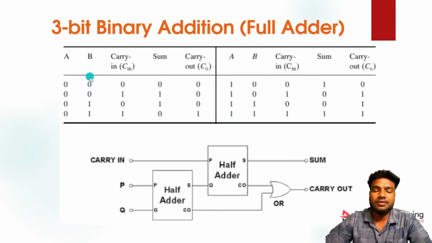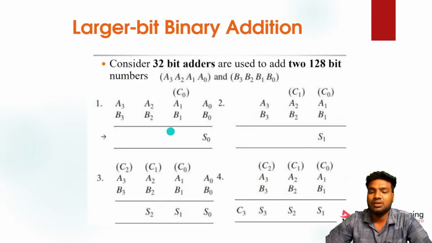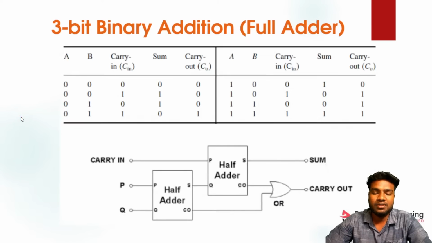If you add 0 0 1, you will get sum 1 carry 0. If you add 0 1 1, two ones out of the three inputs, you will get sum 0 carry 1. If you add three ones, inputs 1 1 1, you will get sum 1 as well as carry 1. So this is the basic logic of the full adder.